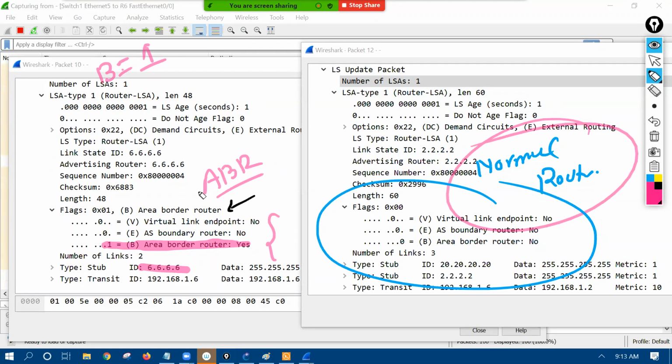If the LSA, if the route is coming from the special router, then it will mark the flag over there. If the route is not coming from the special router, just mark that as a normal router.